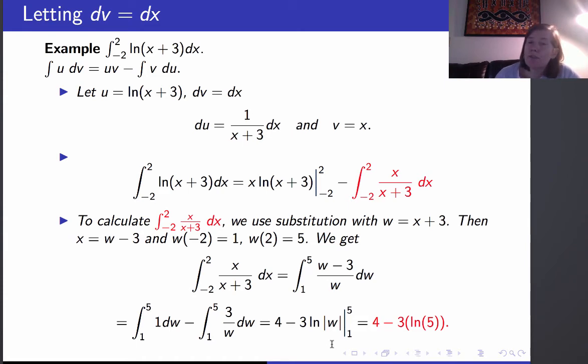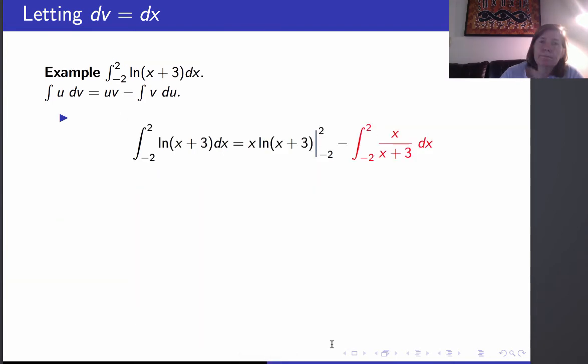So our final answer is 4 minus 3 times the natural log of the absolute value of 5, which is the natural log of 5, minus the natural log of the absolute value of 1, which is 0. So now, going back to our original integral, we had the integral from minus 2 to 2 of the natural log of x plus 3, and we saw that that was x times the natural log of x plus 3, evaluated between 2 and minus 2, minus this integral in red, which we've just calculated.